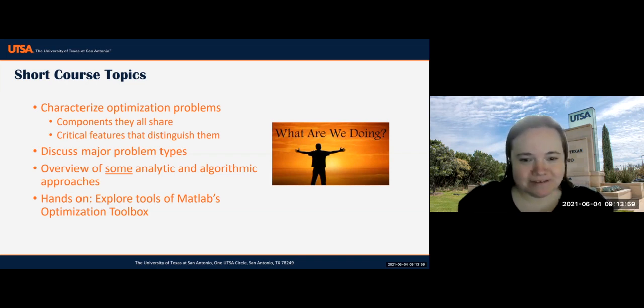And I don't know if it's going to take 2.5 hours, but I know that I will have at least one break in there, because 2.5 hours is a pretty long time.